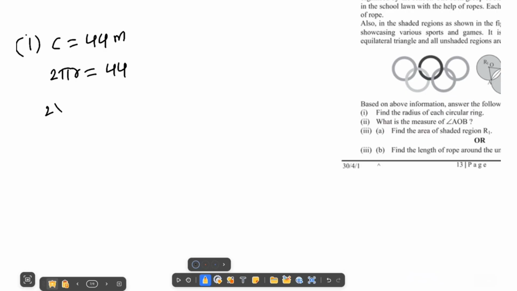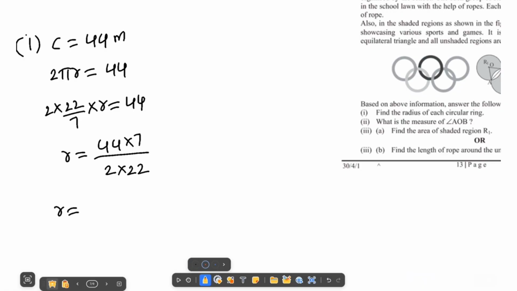Now 2 into pi value 22/7, into r, that's what we have to find, equals 44. Sending everything to the right side except r, it becomes 44 into 7 by 2 into 22. Now r equals, 2 ones are 2, 22 ones are 22, so the 2s cancel. Now 7 meters. So the radius of each ring is 7 meters.